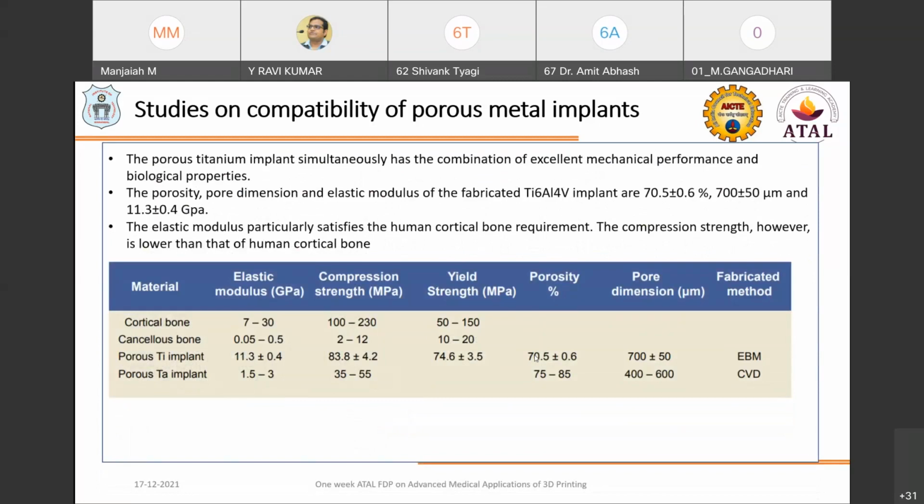For example, titanium made porous with the EBM process is going to give excellent mechanical properties, performance, and highly biological properties. The porosity, pore size, and elastic modulus of the fabricated titanium implants are 70.5% porosity, 700 plus or minus 50 microns pore size, and an elastic modulus of 9.3 gigapascal.